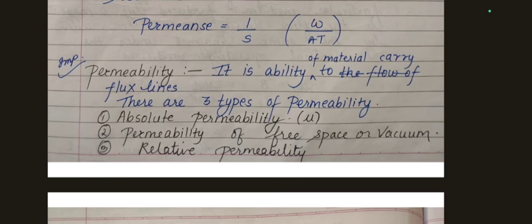I hope you understood the definition. Now there are three types of permeability. The first is absolute permeability, then permeability of free space or vacuum, and the third is relative permeability. Now you have to remember the first, second, third formulas or definitions which I have explained to you now.